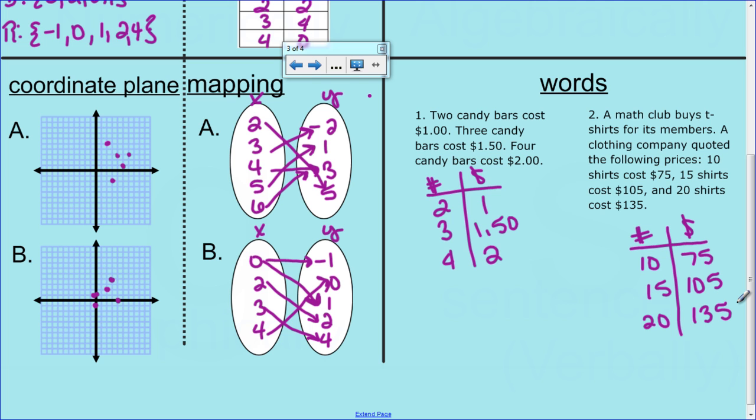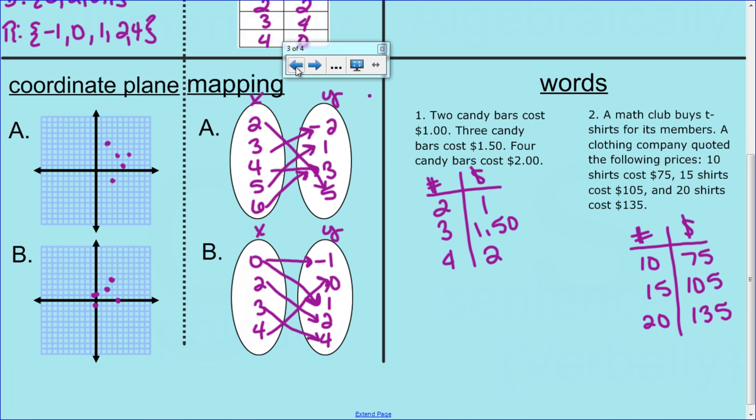You can write them numerically, either as ordered pairs or a table. You can do it graphically through a coordinate plane or mapping. You can do it algebraically by writing an equation, or you can do it in a sentence verbally by writing out the words. So that is functions and relations.